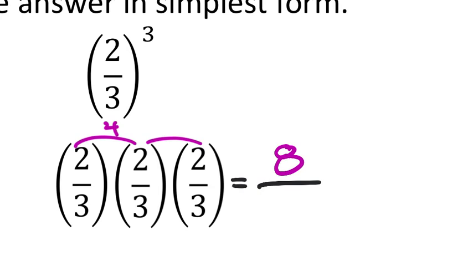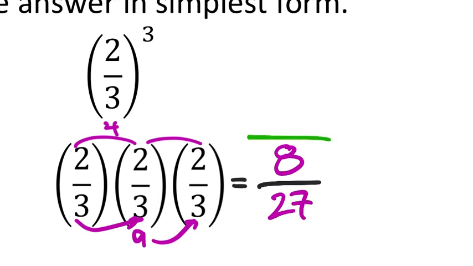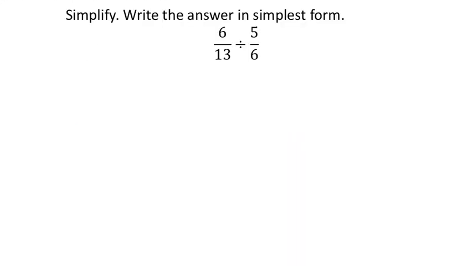So that's my new numerator. In the denominator, 3 times 3 is 9. 9 times 3 is 27. 8/27ths. Hey, that one, I like that one much better than that last problem, but it's still not too bad. All right, a little bit more division on this one.